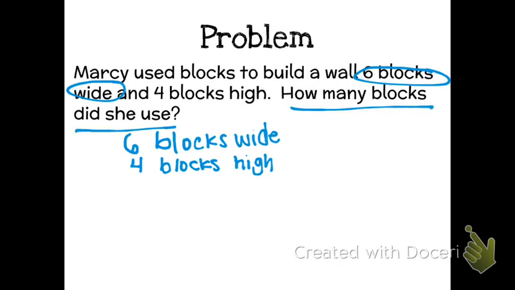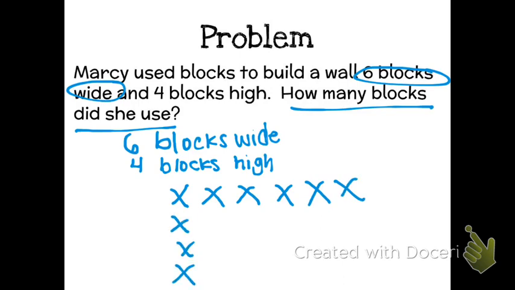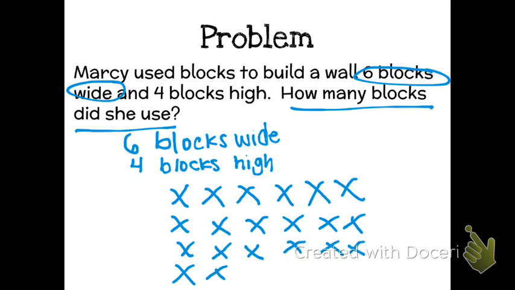So for this question, we're going to draw an array. So 6 blocks wide tells me that they're going across. So there's 6 blocks wide. Well, there's 4 blocks high. So that means I need 4 going down. Now I can fill in all of my X's in between. Again, this is an example of me creating an array to solve this problem.